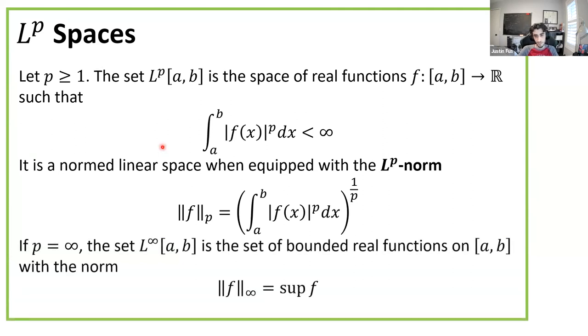As we did with little LP, we can extend this definition to p equals infinity. So the set big L infinity is all the bounded real functions on AB. And the norm of that will be the supremum of f, so sort of the highest possible height of our function on the interval A to B.